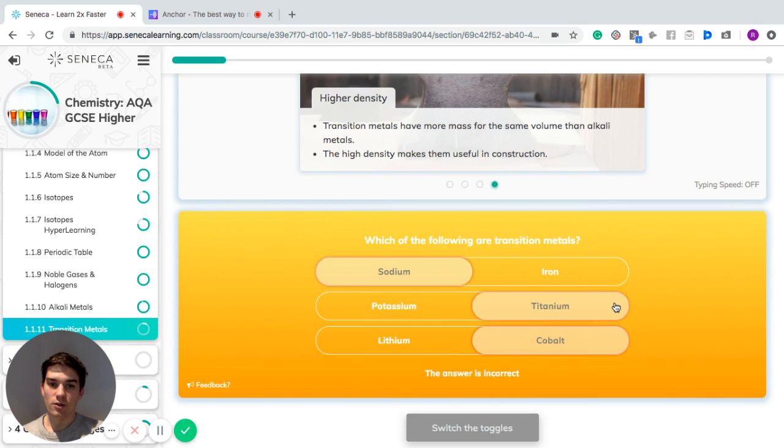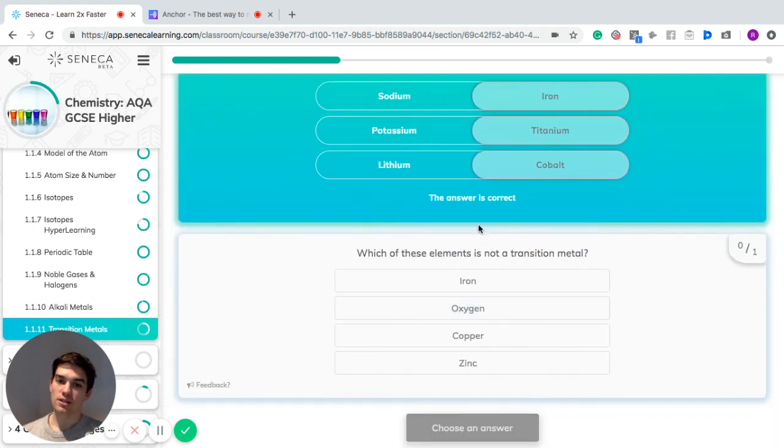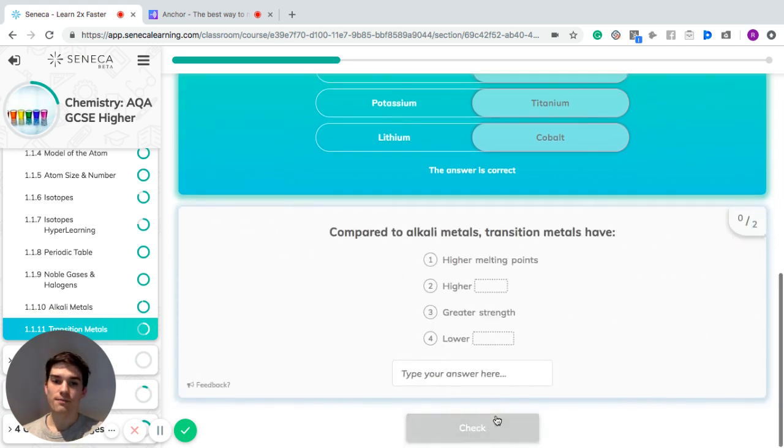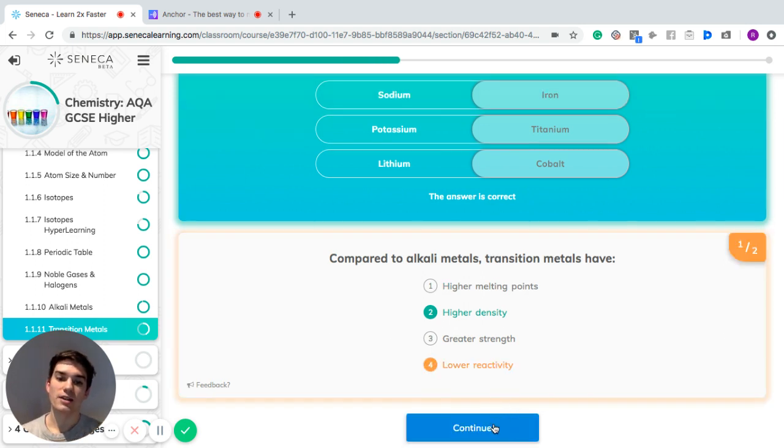So just to recap that, which of the following are transition metals? So the first one is iron, titanium is also a transition metal, and cobalt is a transition metal. So, which element is not a transition metal? Well, iron is a transition metal, copper is a transition metal, zinc is a transition metal, oxygen is not. And remember, the properties of transition metals compared to alkali metals are that they have higher melting points, greater strength, higher density, and lower reactivity.